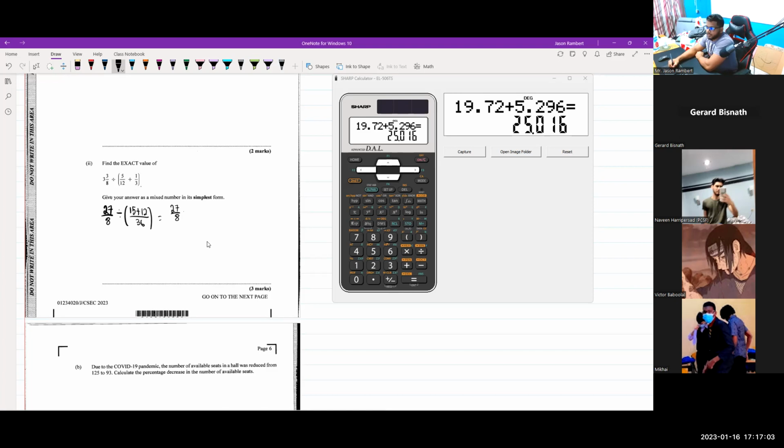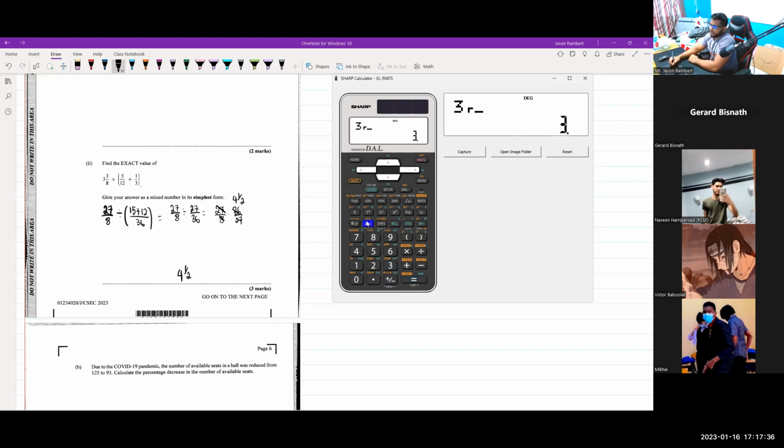27 over 8 divided by 15 and 12 is 27 over 36. 27 over 8 multiplied by 36 over 27. 8 goes into this 4 times, remainder 32, 33, 34, 35, 36, so remainder 4. So 4.5.